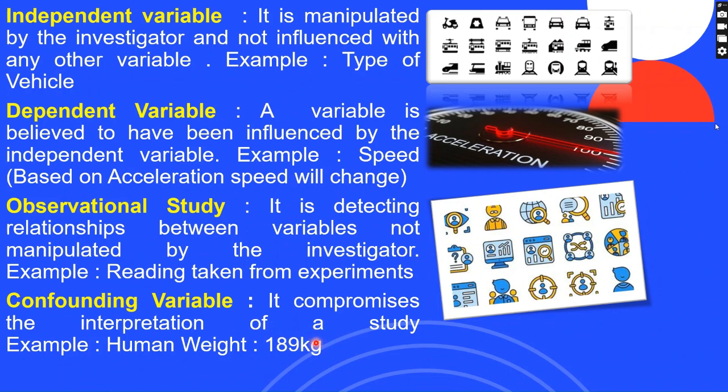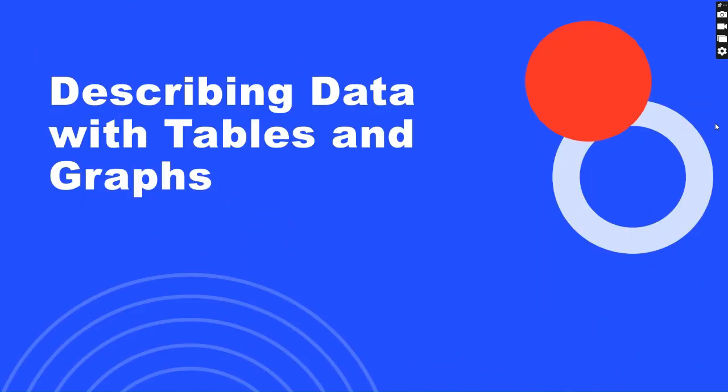Then the last one, the confounding variable, which compromises the interpretation of a study. For example, something which is not able to be achieved, or an extraordinary variable, we can call a confounding variable. For example, the height of people will normally be up to 6 feet. Suppose we find some people have 8 feet or 10 feet, that is called a confounding variable. So it is above the limit, or another way we can call it an outlier variable, that's called a confounding variable.